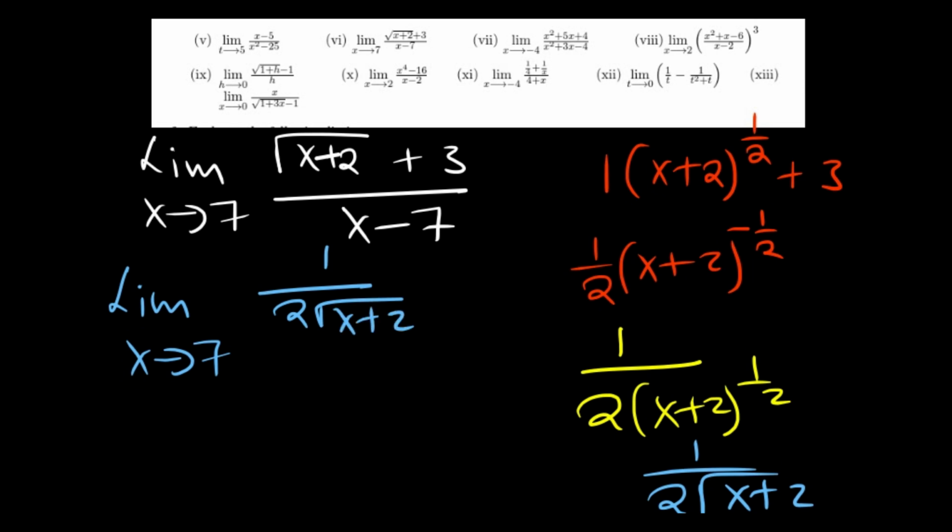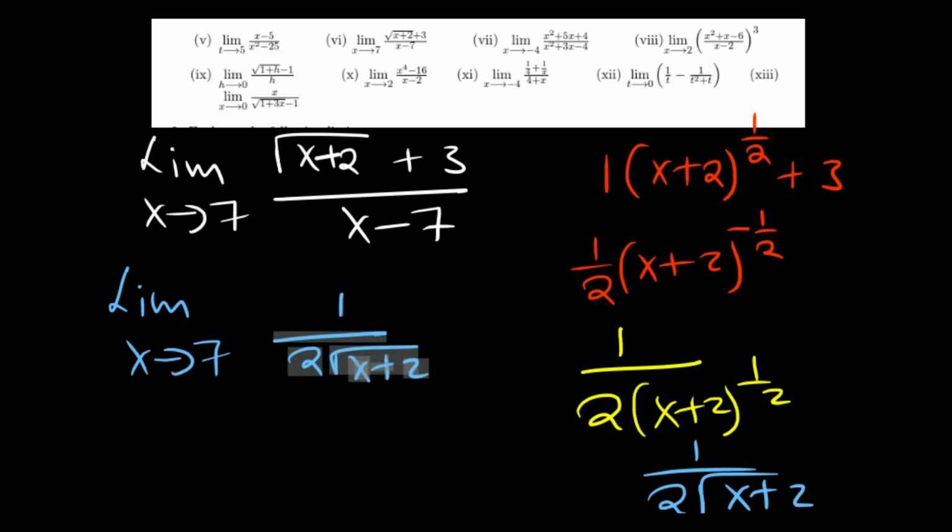Now for the denominator, what's the derivative of x minus 7? It will just be a 1. Now you notice that the 1 basically doesn't make any difference. So ultimately all we have is just this part remaining anyway.